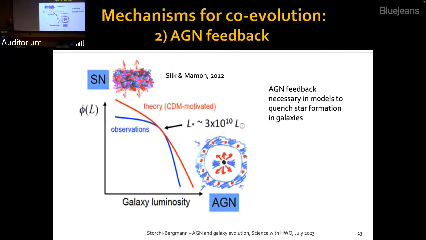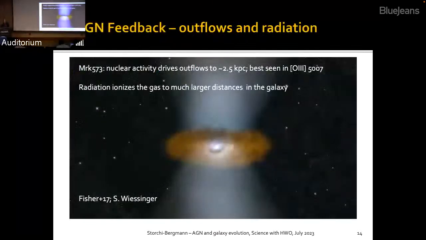And then another mechanism for coevolution is the AGN feedback. So it's also known that galaxy evolution models cannot reproduce the observed galaxy luminosity function if they don't consider the effect of AGN feedback. So we need to include AGN feedback to avoid forming too large galaxies in the universe that are not observed.